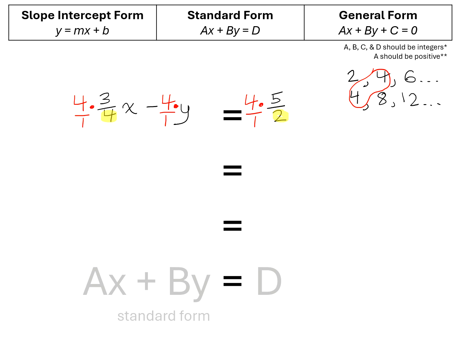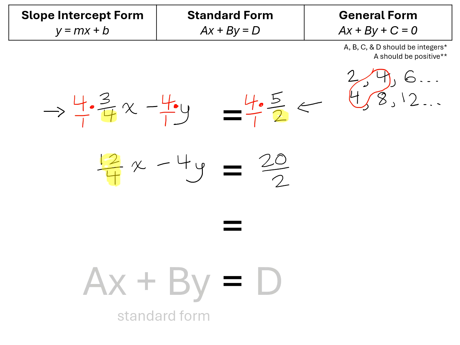Let's multiply these fractions. So take a look over here. The numerators are 4 and 3, so 4 times 3 is 12, and the denominators are 1 and 4, so 1 times 4 is 4. The x stays exactly the same. Over here, this just becomes negative 4y, and over here on the right, you're going to multiply the numerators. 4 times 5 is 20, and the denominators are 1 and 2, so 1 times 2 is 2.